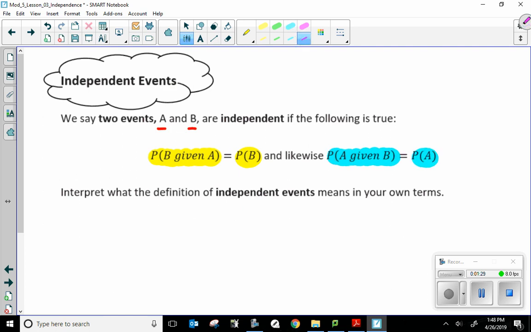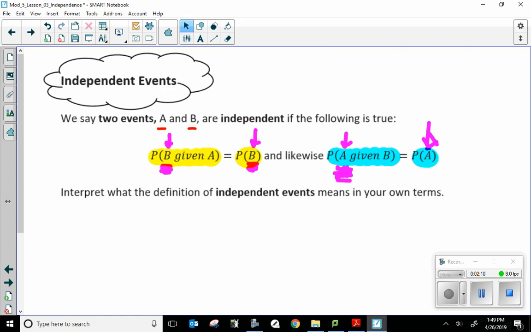I'd like you to see one thing that's overly obvious right now. Whatever is listed first in your given statement is the one it's going to be equal to individually. Notice the probability of B given A equals the probability of B. Likewise, when I switch that, the probability of A given B should equal the probability of A. So whatever is listed first, that's what it's going to equal by itself.